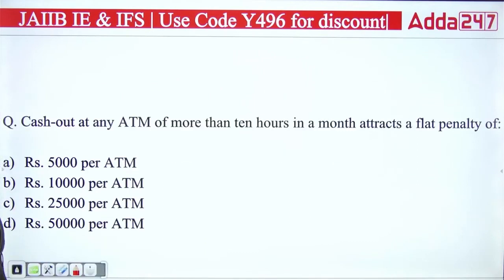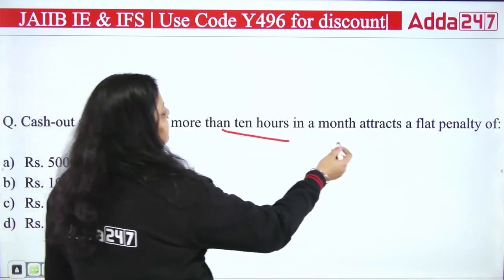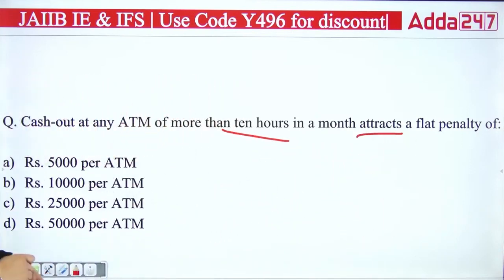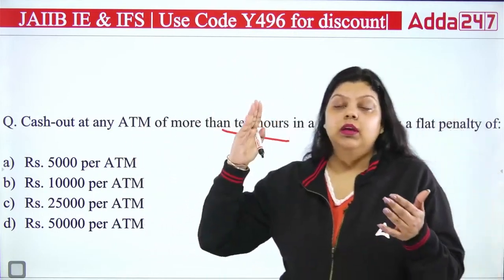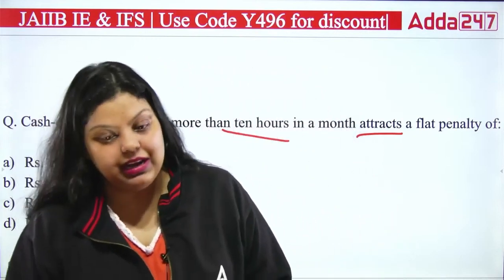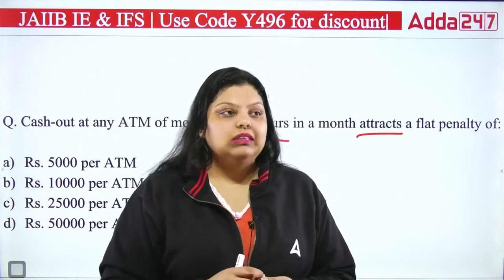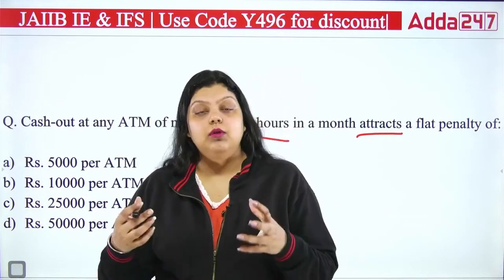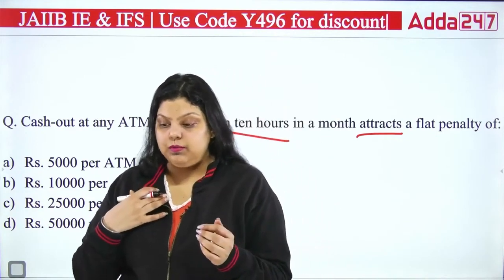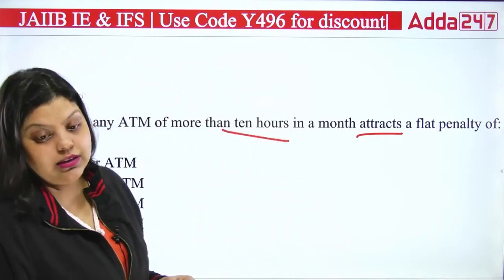Next question we have here. Cash out at any ATM of more than 10 hours in a month attracts a flat penalty to the bank. Obviously, what happened in 2018 is that a lot of banks went cash out. When you went to the ATM to withdraw money, it showed that the cash is not available. ATMs were cash out, and this happened in many states together at the same time with different banks. When Mrs. Nirmala Sitharaman and the RBI governor both gave the statement and justification, they said that we somehow mismanaged the liquidity in the market, like we had not got the proper details of managing the cash in the ATMs, or we were not aware of it. That's why this mistake happened.